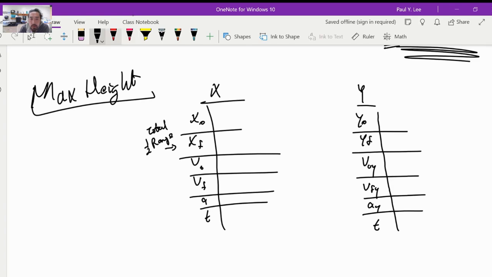Our acceleration will still be 0. Our initial position will still be 0. Our initial velocity will still be v cosine theta. Our final velocity will still be v cosine theta. But our time, this right here, is the big difference.